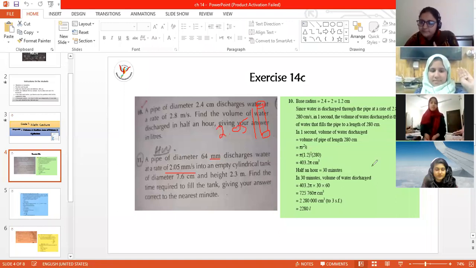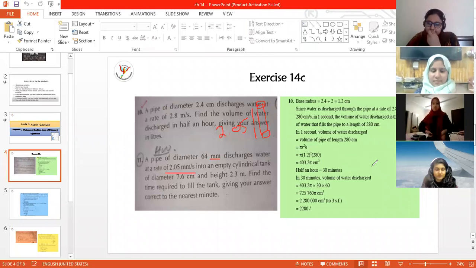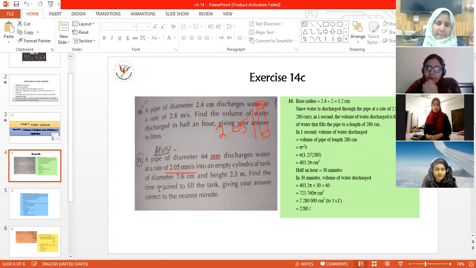Yes, Zaina. Ma'am, we will take volume of pipe and volume of bucket and we will divide it. Yes, definitely. The same thing. So what you have to do, find the time required. You have to find the total time which is required to fill that empty bucket, right?